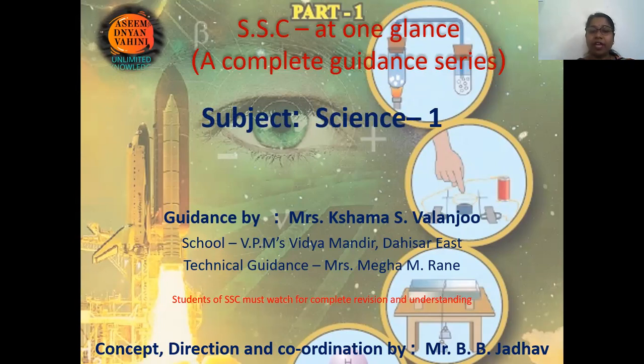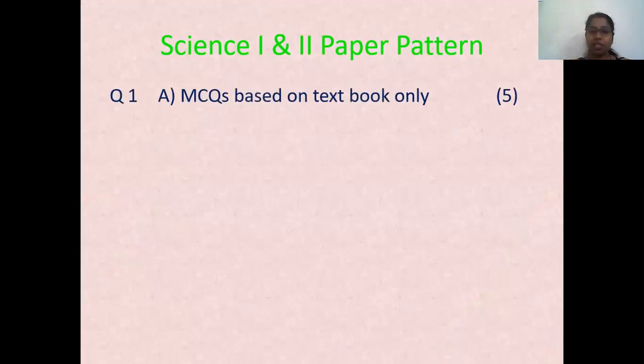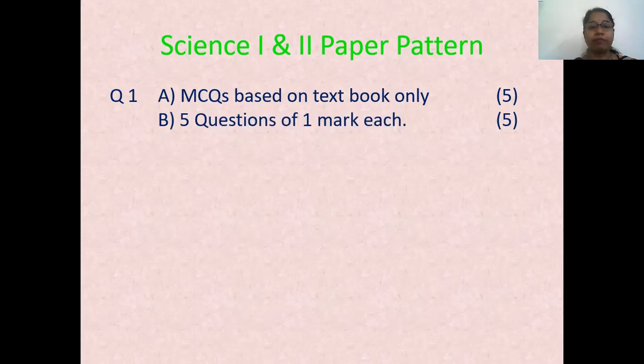Today, I'm going to take chapter 1 of Science 1, Gravitation. Before we start the lesson, let us see the Science 1 and 2 paper pattern. It is the same. The first question is MCQ based, where you will have alternatives given. You have to choose the correct alternative and attempt the answer. You need not write down the statements. Each question carries 1 mark.